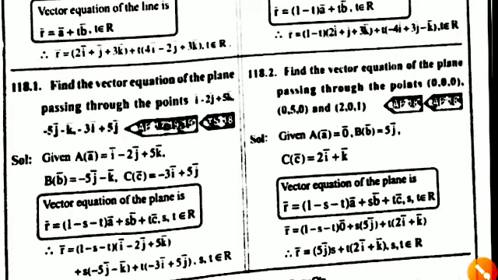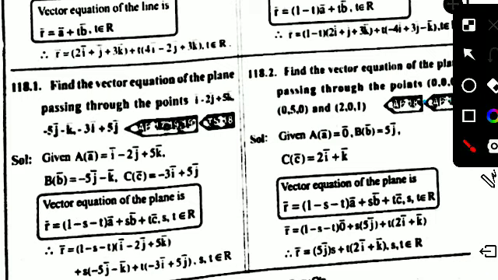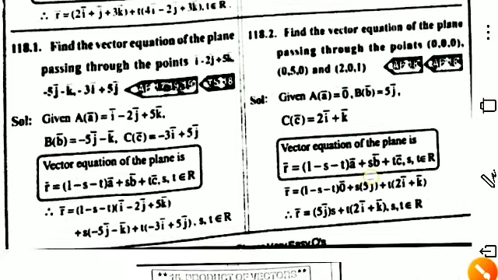What is the first vector? a bar is equal to 0, since the point is 0 0 0 here, and the second one is equal to 0 5 0, means 5j. Third one 2 0 1, means 2i plus k. Okay, now replacing the values here to get the answer.